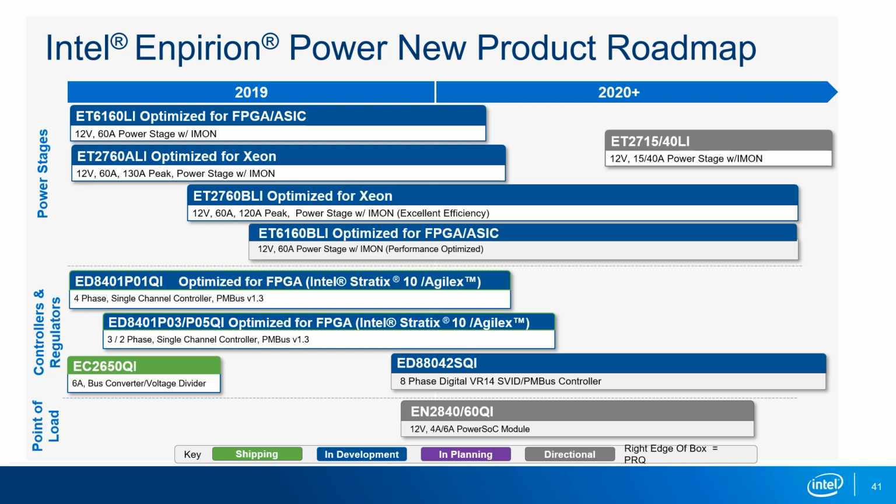We're not getting out of the integrated module business. We'll continue to invest in this space with the power SoC modules, as shown here with the EN2840/60 12 volt, 4 amp, and 6 amp modules, which are on the roadmap. As you can see, we have a comprehensive selection of devices. It's a very powerful story.